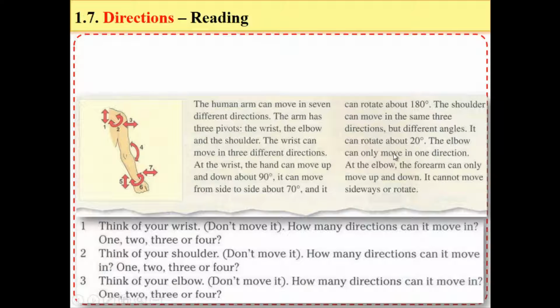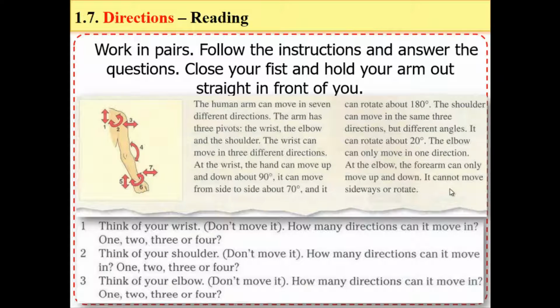The elbow can only move in 1 direction. At the elbow, the forearm can only move up and down. It cannot move sideways or rotate. Okay, and now you have to answer the question. Think about your wrist. Working in pairs, follow the instructions and answer the question. Close your fist and hold your arm out straight in front of you. The first is 3. The wrist has 3 directions. And the shoulder has 3 directions too. And the elbow just one direction.